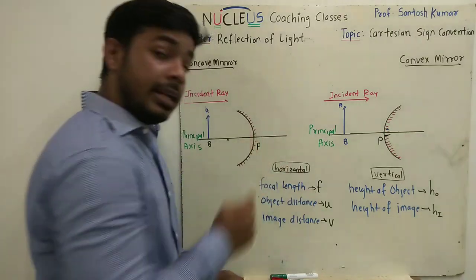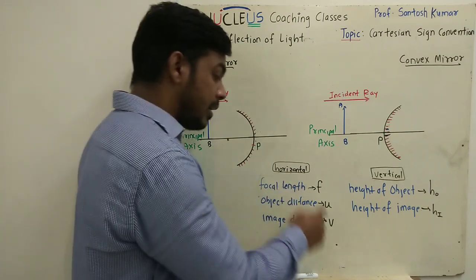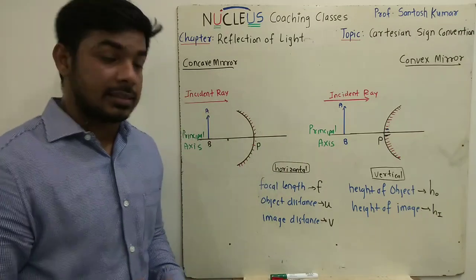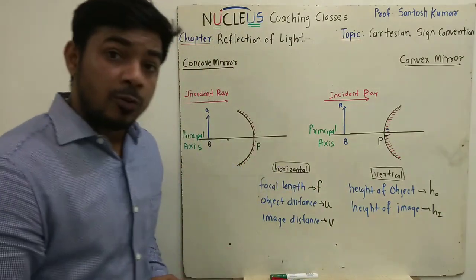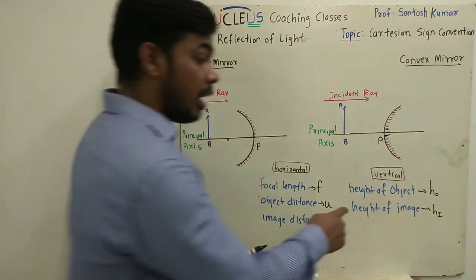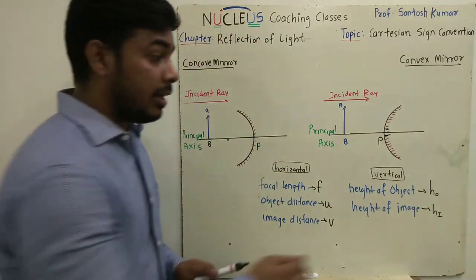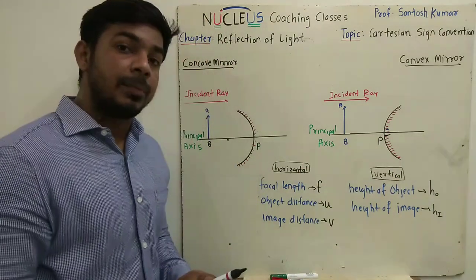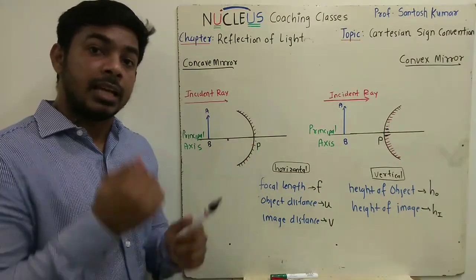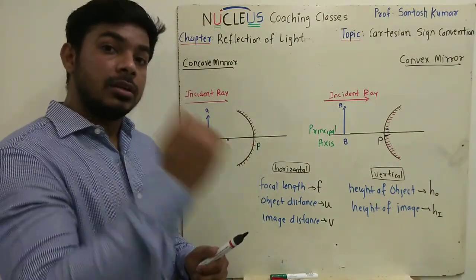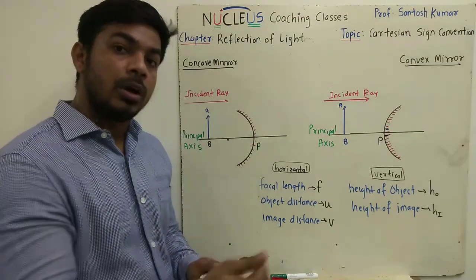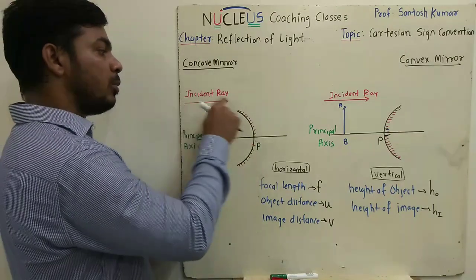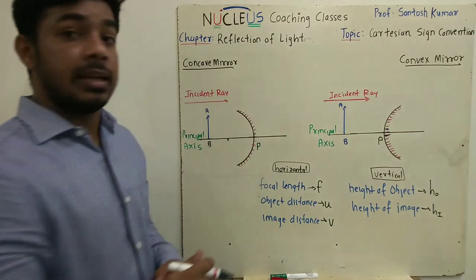So focal length f, object distance u, image distance v, these are the horizontal distances, that means measured on the principal axis. And if I talk about height of object, it is taken as h naught. Height of image is taken as hi. These two distances are vertical distances. That means it is measured above the principal axis or below the principal axis, and we know according to sign convention the distance measured above principal axis is positive and below principal axis is negative. And the incident ray should always be traveling from left to right. So this is the direction of incident rays.